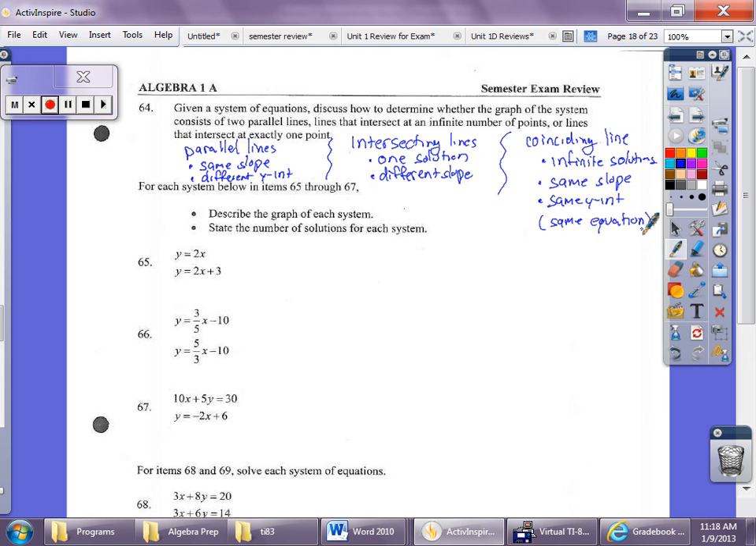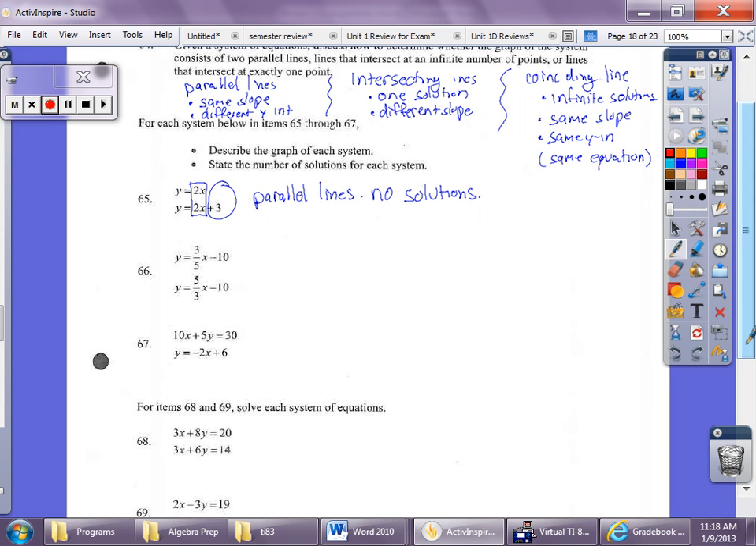So when we look at 65, describe the graph and state the number of solutions. Well, we notice that they have the same slope but different y-intercepts, so these are parallel lines. And parallel lines have no solutions. When we look at 66, we look at the slopes and we notice that the slopes are different. Well, when the slopes are different, these are intersecting lines. So intersecting lines, it doesn't matter what the y-intercepts are, since the slopes are different, they intersect, they have one solution.